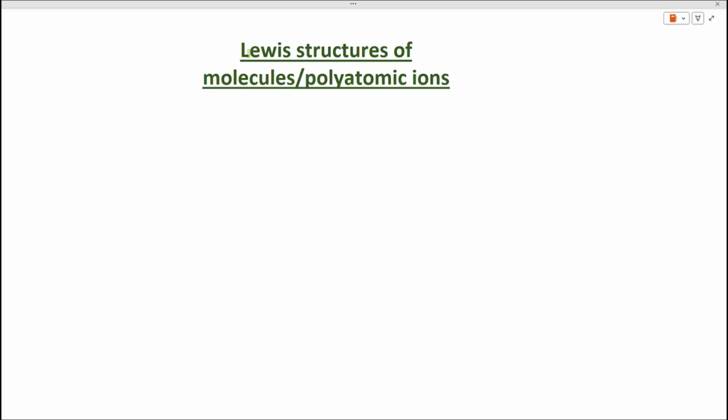Hello, today we learn how to draw the Lewis structures of molecules or the polyatomic ions given. So to draw the Lewis structure of a molecule, one thing we need to know is how to calculate the valence electrons of that molecule. Let us take the example. Suppose we are told to draw the structure of CH4.